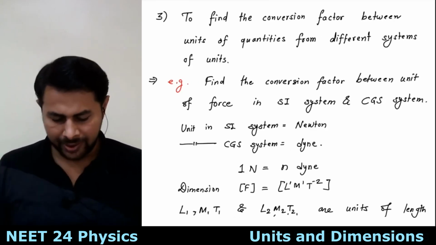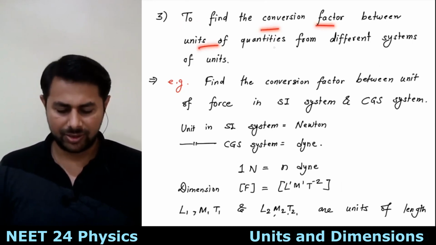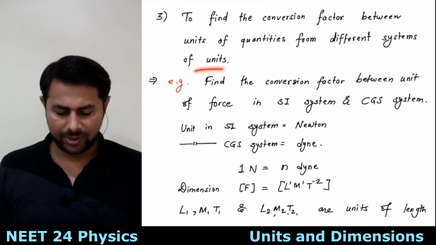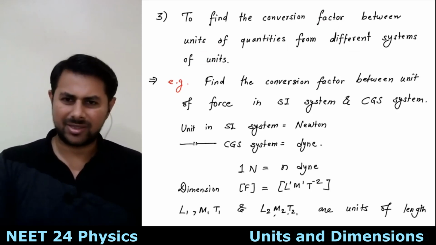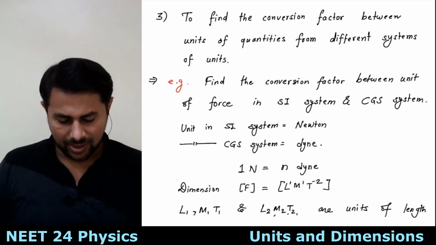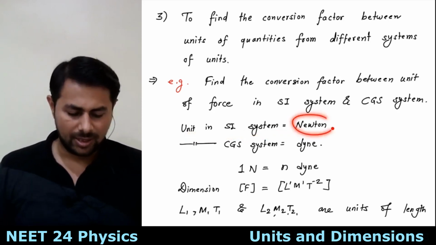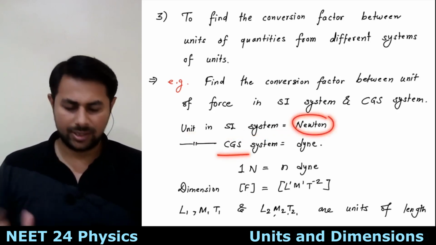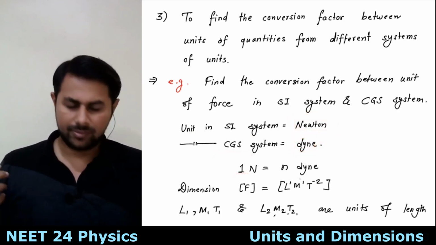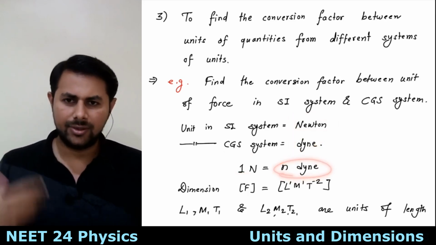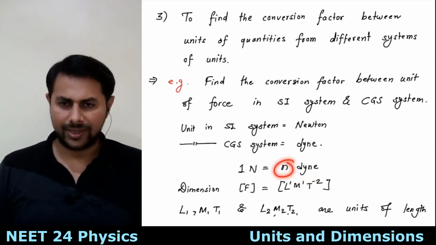Okay, then let's come to the next use, to find the conversion factor between units of quantities from different systems of units. So personally, I don't find this one more useful. But anyways, let me explain this. Suppose you have the SI system, and the unit of force in the SI system is Newton. The unit in the CGS system is dyne. So 1 Newton is how many dynes, that you want to find out. So 1 Newton is suppose n dynes. And you want to find out this n.